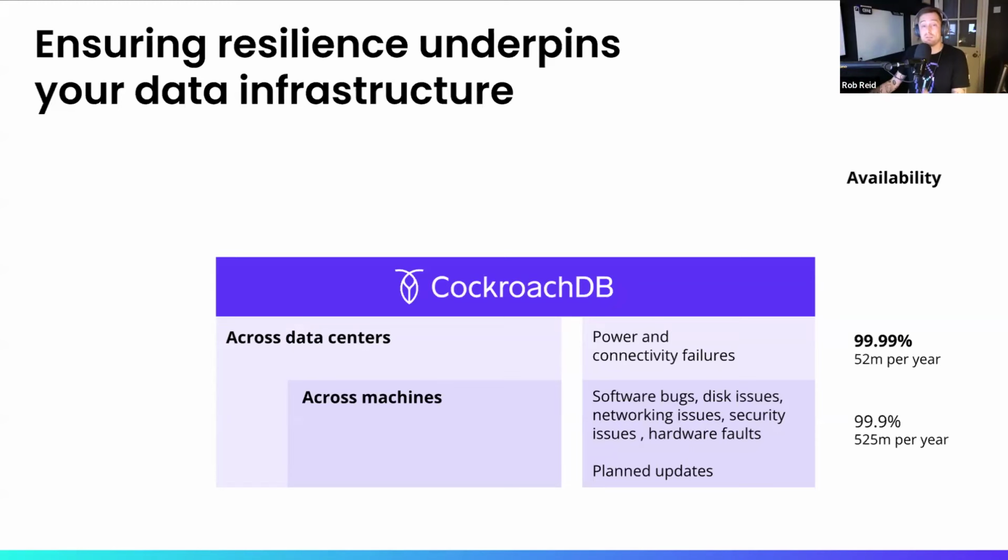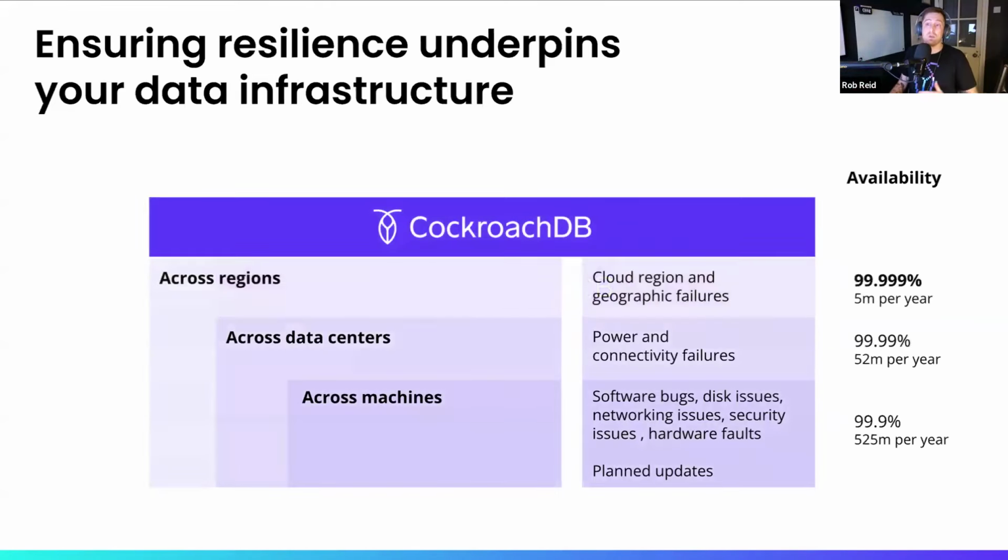This is the realm of 4 nines of availability. But what happens if a whole data center or a cloud region is lost? We come up a level again. Now, this is way beyond the realms of a monolithic traditional database. You necessarily need a distributed SQL database to be able to do anything above running across multiple machines.